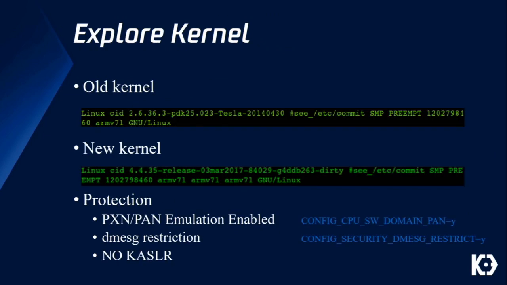Now we get a shell on CID. However, the privilege is very low. Last year, we utilized a well-known vulnerability to gain root privilege on CID. However, this time things are different because Tesla upgraded the kernel from 2.6 to 4.4. And of course, PXN is enabled. The dmesg is restricted, so no crash log anymore. Good news is KASLR is not enabled on CID.